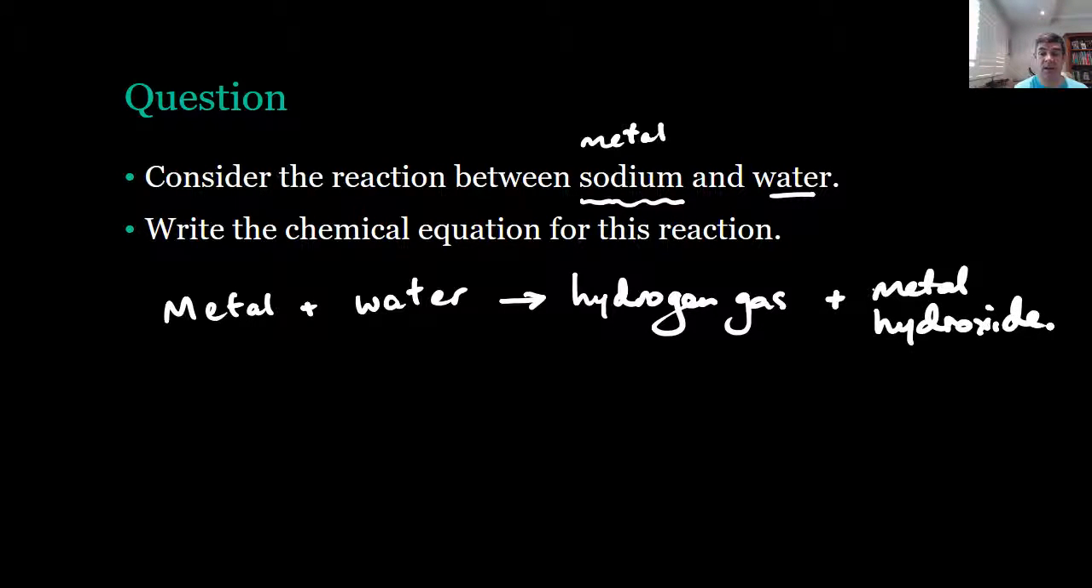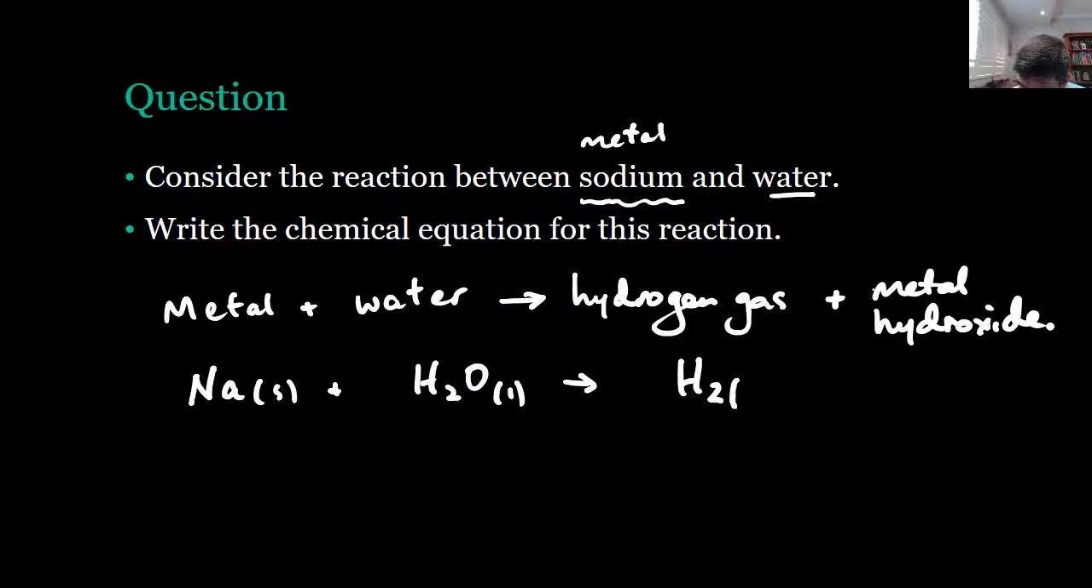So this is our general equation. Now we'll look at it specifically. So specifically, the metal is sodium, and it's going to be a solid. We're going to add that to water, which is a liquid. We're going to produce hydrogen gas, H2, it's the form for hydrogen gas, and a metal hydroxide is going to be NaOH. Sodium's in the first group, so it has a valency of +1, and the hydroxide group we saw from an earlier slide has a -1. So therefore, the formula for sodium hydroxide is actually NaOH, and it will be in aqueous form.